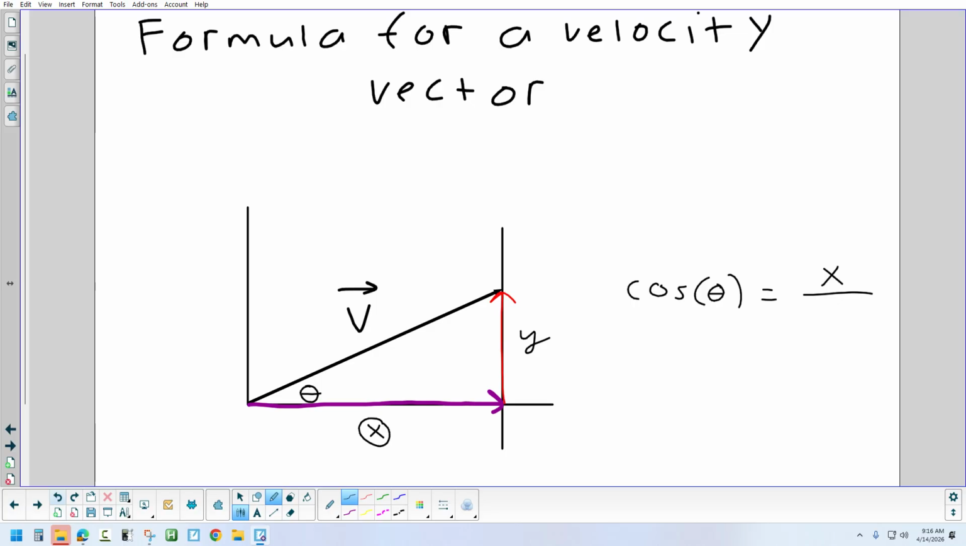Travis? Would it be x over the magnitude? X over the magnitude of the vector. Yep. That's your formula. And the magnitude is the speed that the object is being thrown. So now what we need is a formula for x, because when we're done, we're going to put something here and something here. We're going to figure out what goes right here. That's what we're doing first.